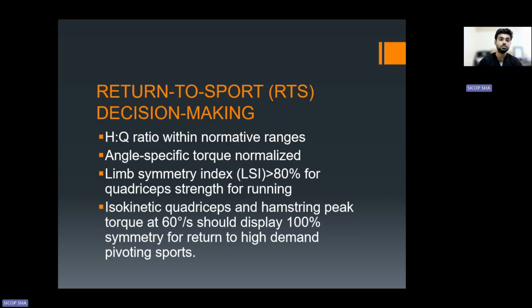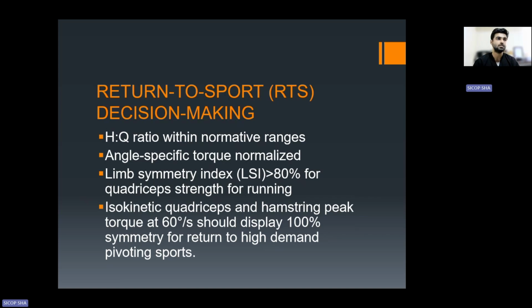Now, return to sports decision making. We have already seen that we can test isokinetically and train isokinetically. Current rehabilitation programs and guidelines suggest that the return to sport journey should be criteria based and not based on time-based rehabilitation. Now, the HQ ratio should be within the normative range.